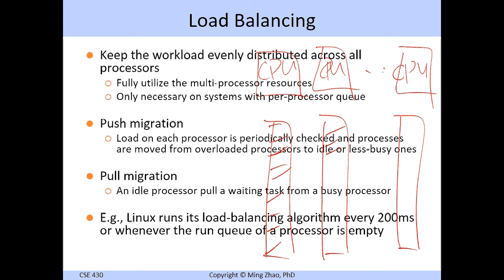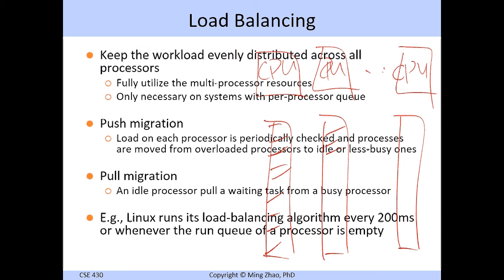Another method is called pull migration. What it means is that whenever a processor becomes idle, it will immediately pull a waiting process from a busy processor. So whenever a processor becomes idle, it will check another processor's ready queue. If there are still processes waiting to run, it will take one and run it. Sometimes this is also called work stealing, because this processor is stealing the work that is supposed to be run by another processor. It's called pull migration because, looking from the perspective of the processor, it is pulling the work to its ready queue. But still, the migration is done by the operating system.